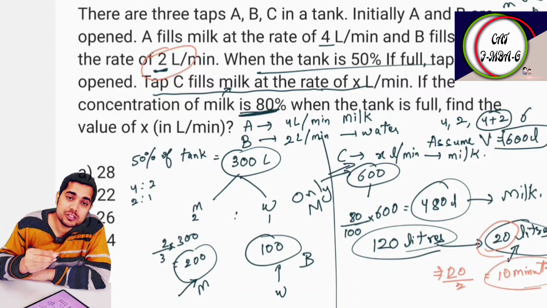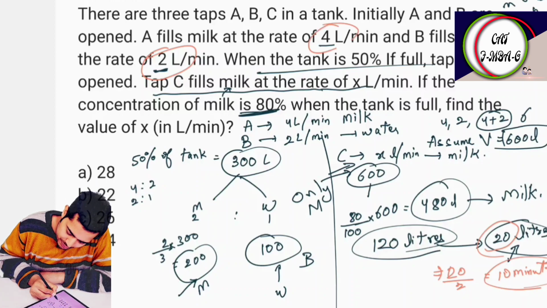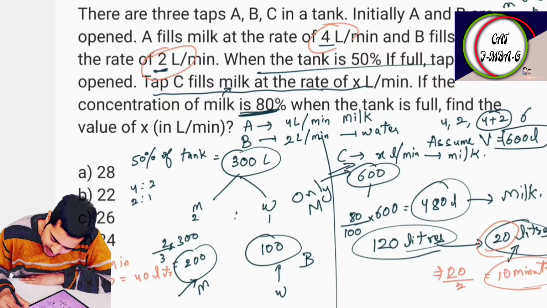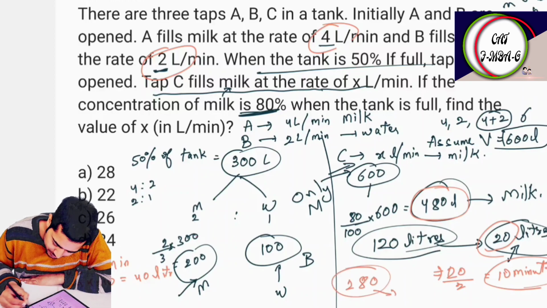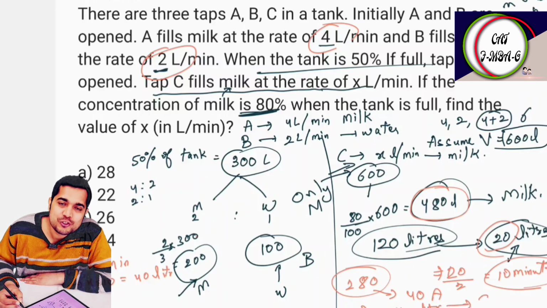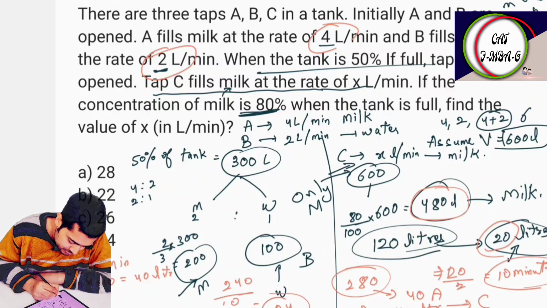So in 10 minutes, how much A fills? A rate is 4 liter per minute. So in 10 minutes, A fills 4 into 10 is equal to 40 liters. And this 480 liters, earlier 200 liters was milk. So extra 280 liters is there. That implies 40 liters has been filled by A. That implies 240 liters has been filled by C. So what is the rate of C? X is, in 10 minutes, 240 by 10 is equal to 24. This is the right answer.